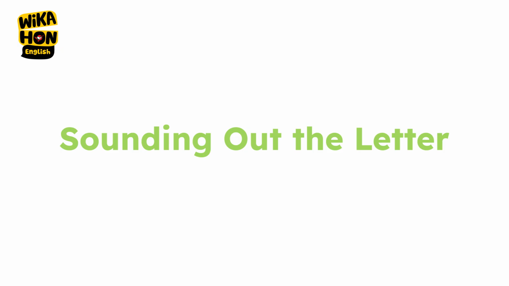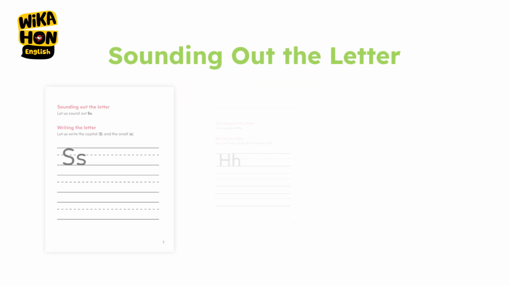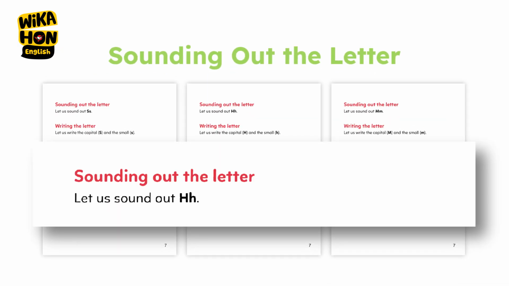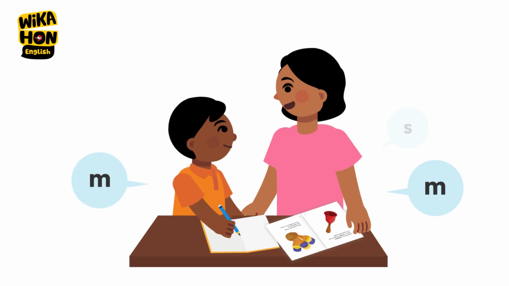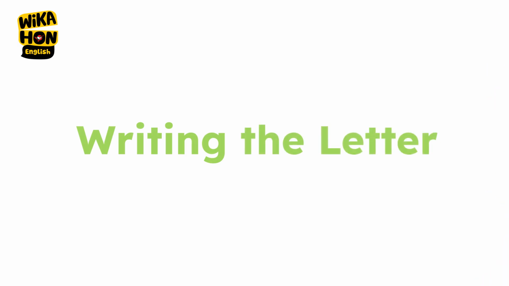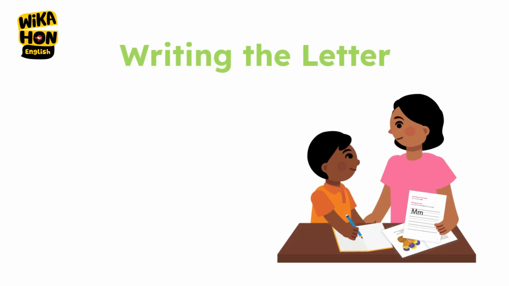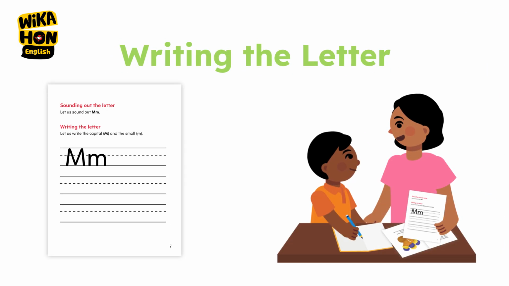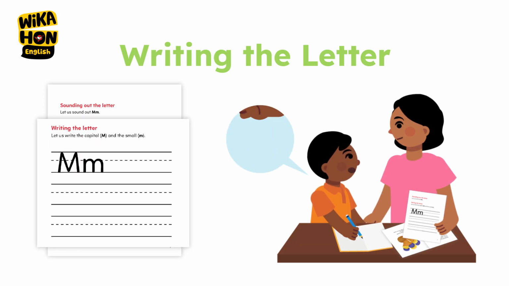Sounding out the letter. The aim of this section is to help students become aware of the relationship between letters and sounds in order to decode words correctly. By consistently engaging in this post-reading activity, they are encouraged to master the skill of accurately recognizing and sounding out the letters of the alphabet. Writing the letter. As students learn the letter names and sounds, the practice of handwriting teaches students to recall letter formation. It also enhances their fine motor skills and hand-eye coordination.